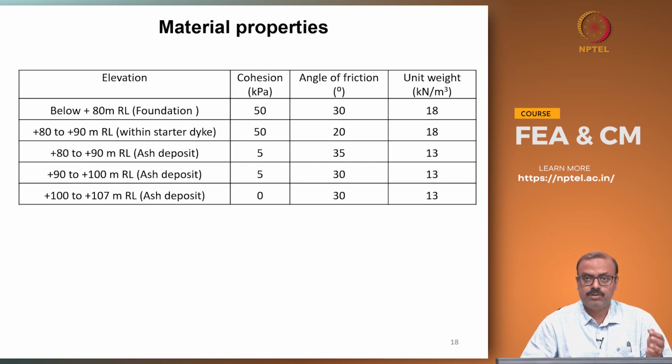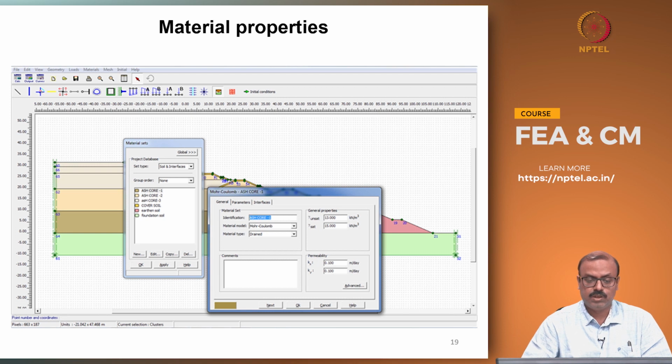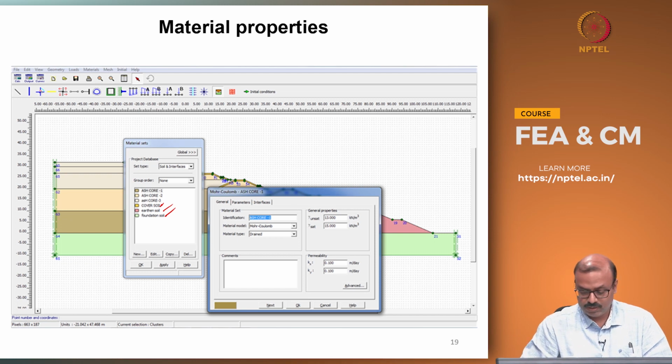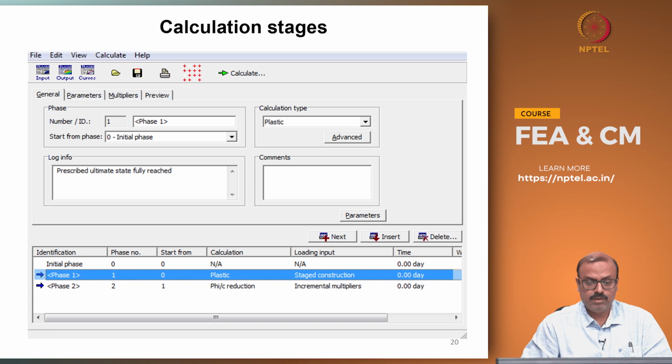We got actual soil and fly ash properties from the tests done at the site. So we used that, and we incorporated the material sets in Plaxis. We have ash core 1, 2, 3, as there are 3 levels of raising, and then the earthen cover, original soil, and the foundation soil, and then we gave the input properties. Then we went for the calculation stages. We did the plastic analysis. We allow the soil and the ash to deform plastically, followed by this phi-C reduction.